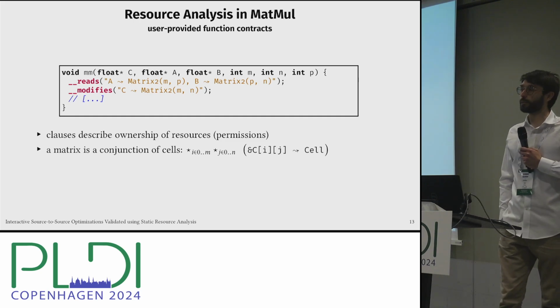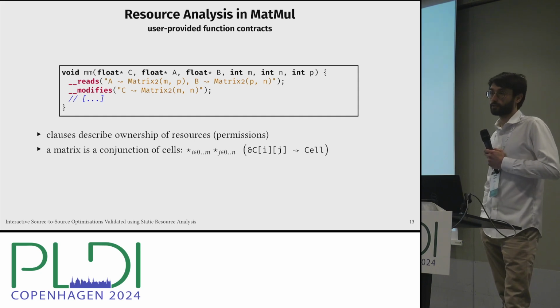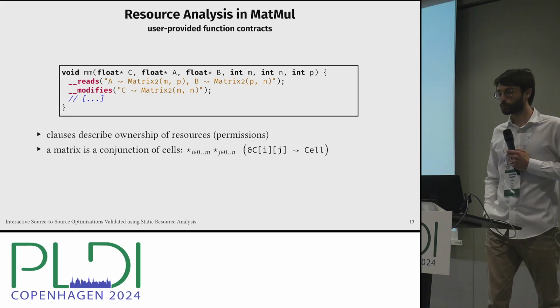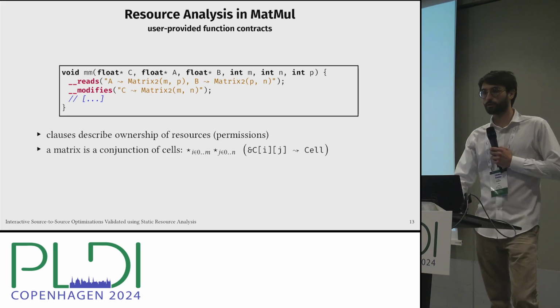And when I say matrix, we see matrices as a conjunction of cells. So for us, a matrix is just a bunch of cells, and we write it with these stars with ranges, as you can see on the bottom of the slide.